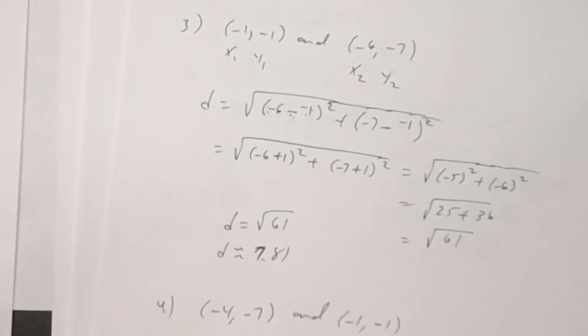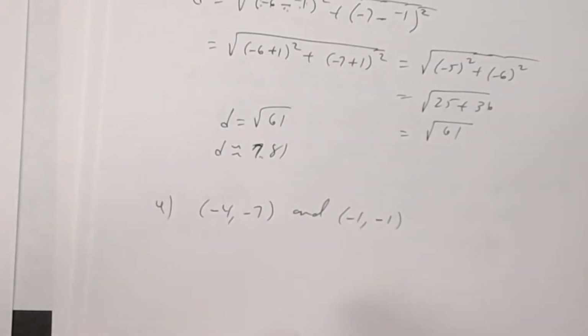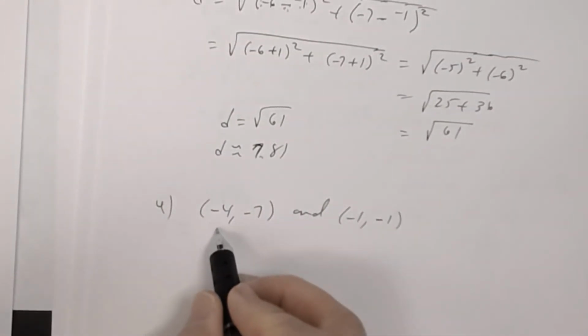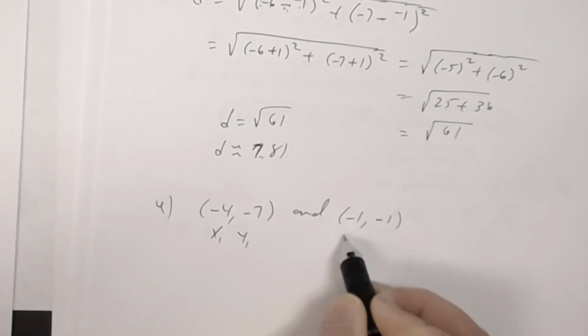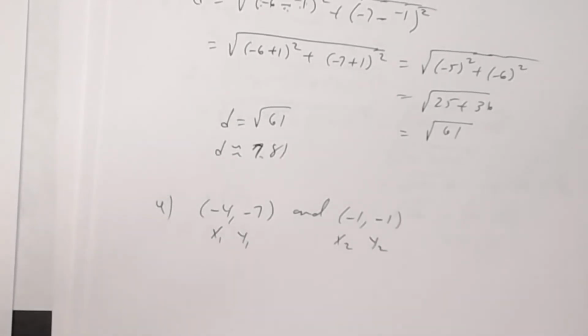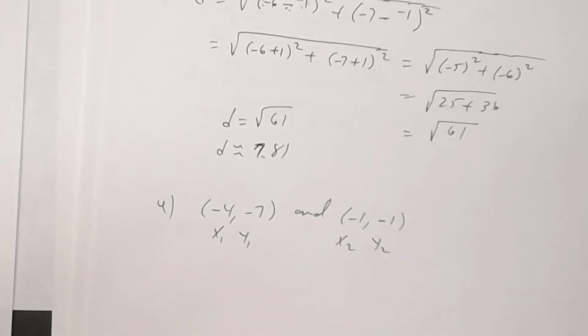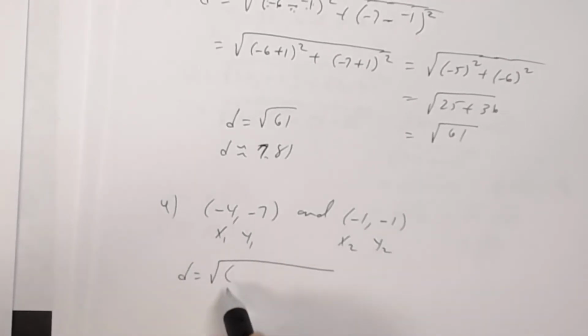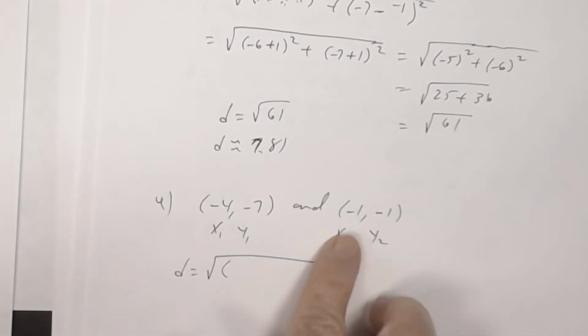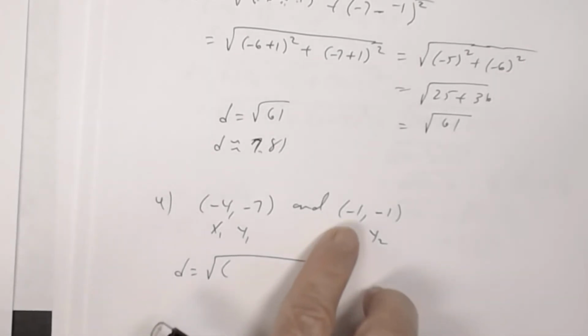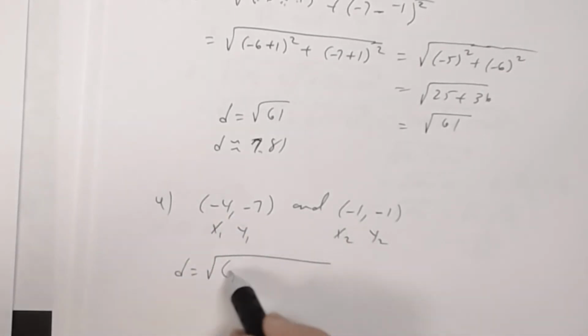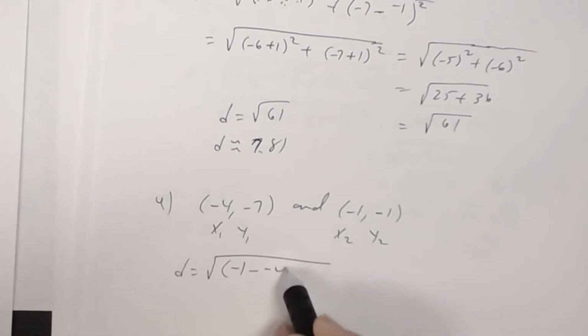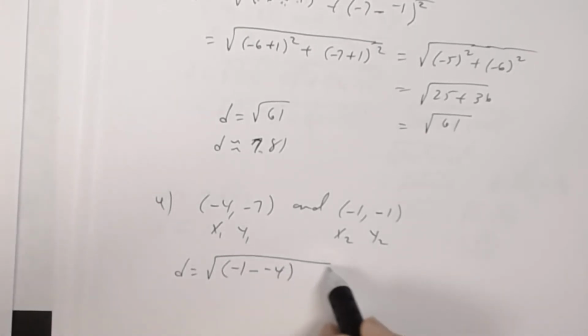So then we have, let's label these x1, y1, x2, y2. Okay? So then I get distance is the square root of, remember you subtract your x coordinates, the order does not matter. Most people want to start with x2, so you say -1 subtract -4. So -1 subtract -4, whatever that is there, though, you got to remember to square it.